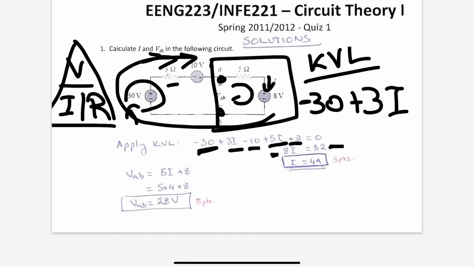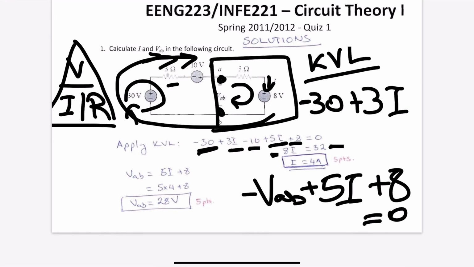I'm going to take this turn. We're going to come to A and B from the negative side as we're coming from the bottom. It's going to be minus VAB. It's going to be plus, since we're moving in the same current direction, so we're going to be plus 5I. And we're going to come into the 8 from the positive side, so it's plus 8 equals 0. Taking minus VAB to the other side, we've got 5I plus 8 equals VAB. We've got the value of 5I, which equals 5 times 4, which is 20, plus 8 is 28. 28 volts is the value of the voltage between A and B.